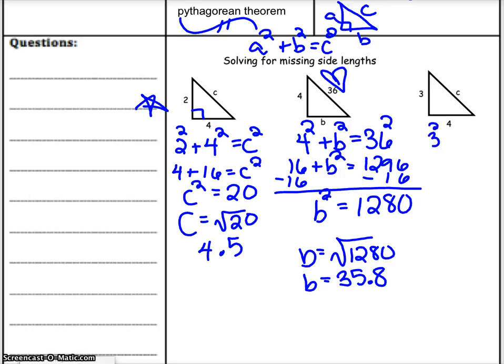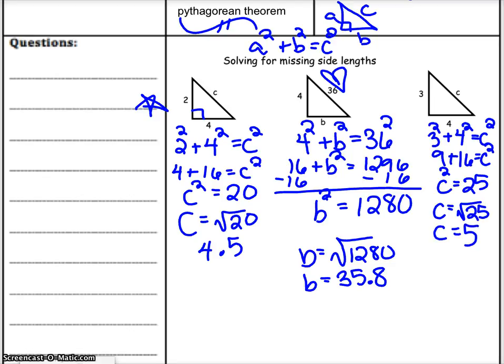Okay, so 3 squared plus 4 squared equals C squared. 9 plus 16 equals C squared. I'm going to flip it. C squared equals 25. C equals the square root of 25. C equals 5.